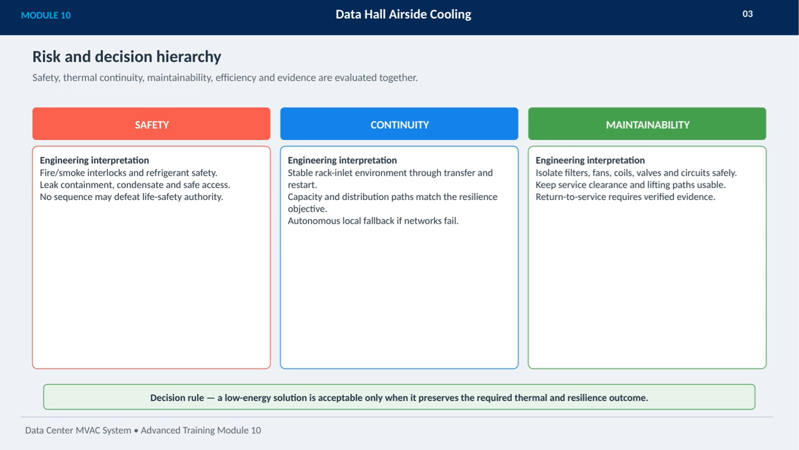Next, continuity ensures a stable rack inlet environment during transfers and restarts, with capacity and distribution paths aligned to resilience goals, and the system includes autonomous local fallback if networks fail. Maintainability involves safely isolating components like filters, fans, coils, valves, and circuits while preserving service clearances and access paths. Every return to service must be backed by verified evidence. Finally, the key decision rule is that any low-energy solution can only be accepted if it maintains the required thermal stability and resilience, ensuring system performance and safety are never compromised.